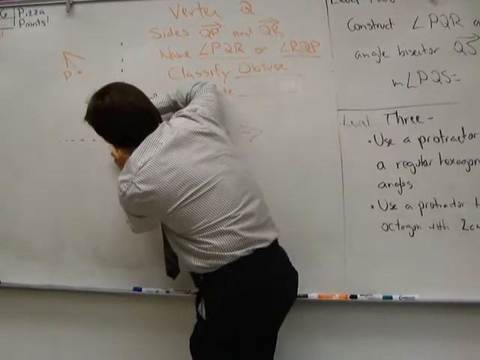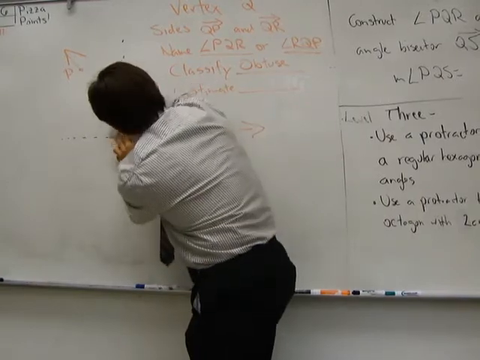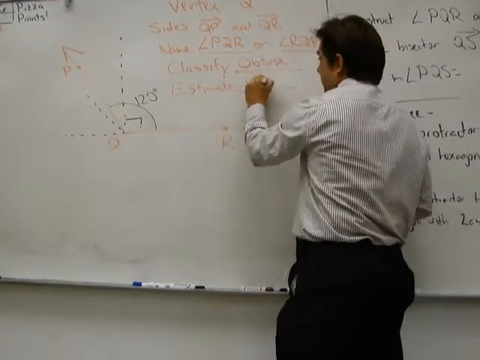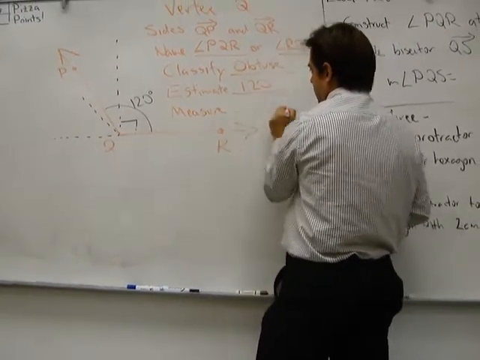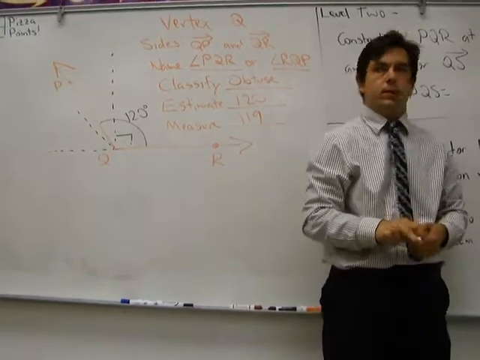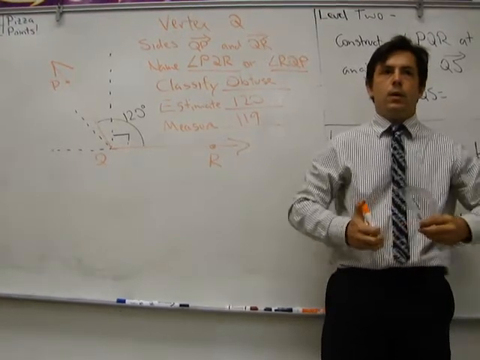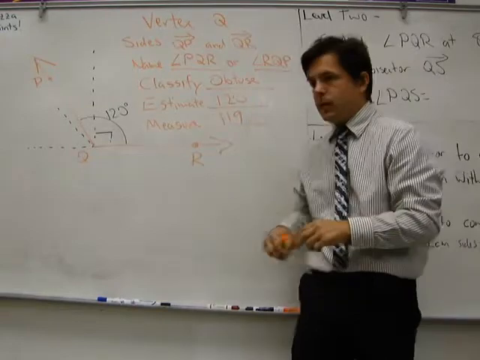Now technically it doesn't say exactly 120, guys. It says 119. I estimated 120 and I measured. And that is the last step. And I got 119. So how good was my estimate? Amazingly good. Does everybody get that? Okay, so this technique can work for you for a lot of angles. We're going to do another one.